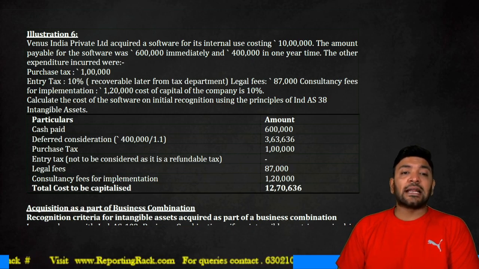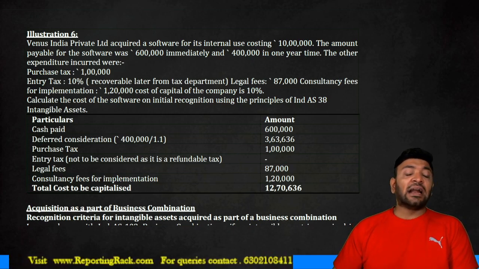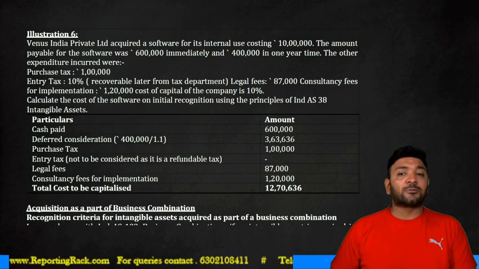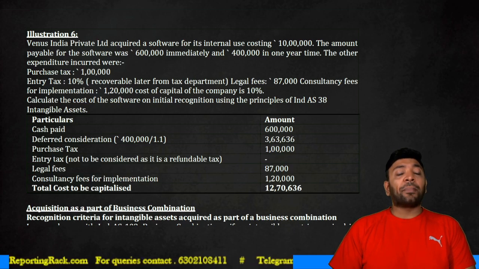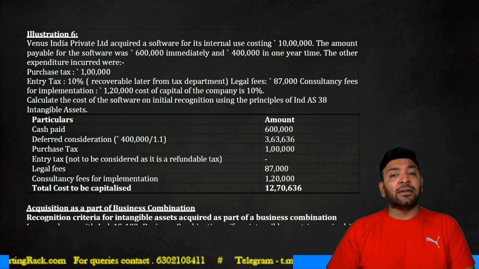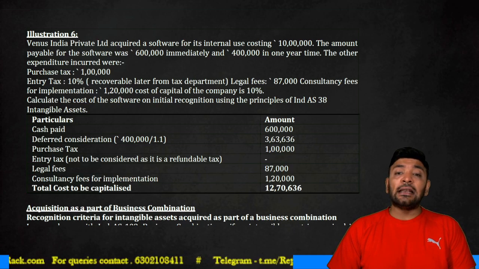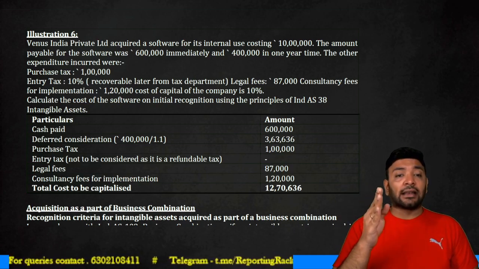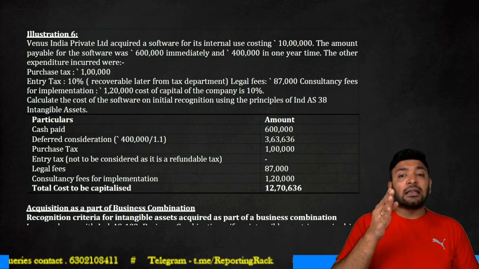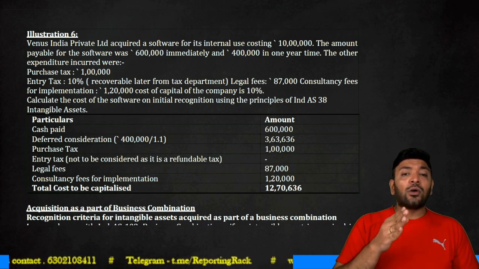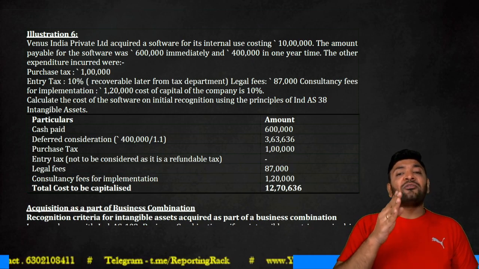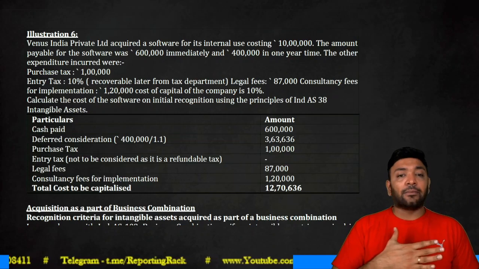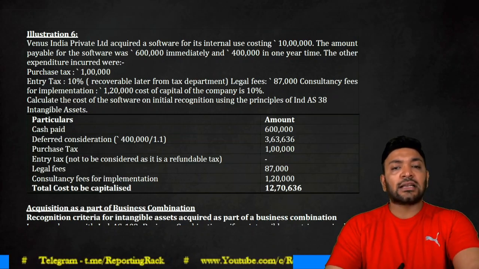Cost of capital is 10%. If you are wondering why he gave me cost of capital, then you need to look back at the first paragraph again. The amount payable for the software is 6 lakhs immediately, 4 lakhs in 1 year's time. So 1 year means it is deferred beyond normal credit terms. So with normal credit terms being deferred, if I give you a discount rate of 10%, you will have to identify what is the present value so that I will capitalize the asset. Clear? So let us try to calculate this.